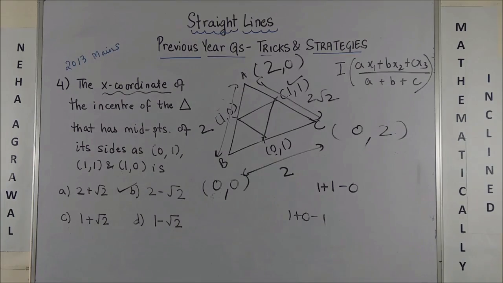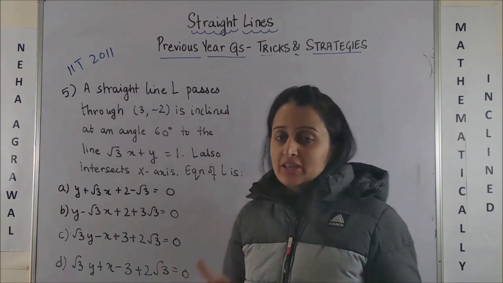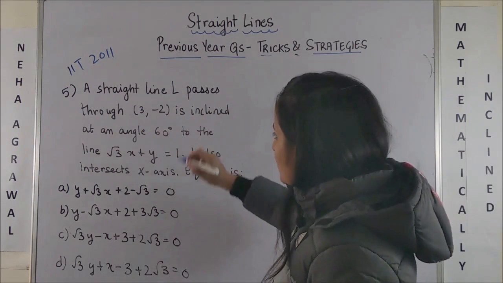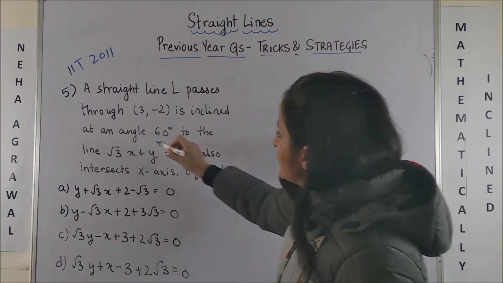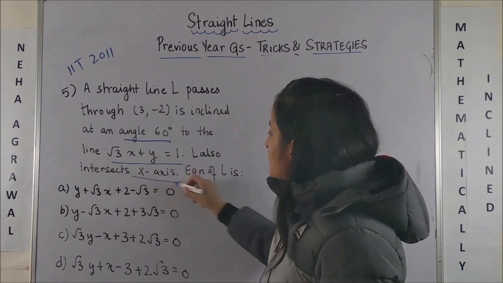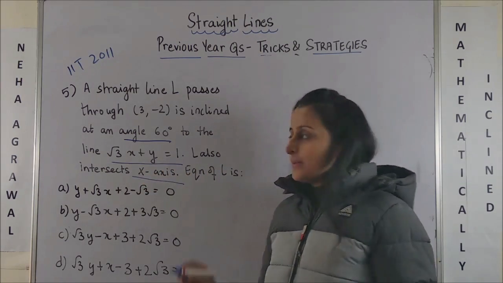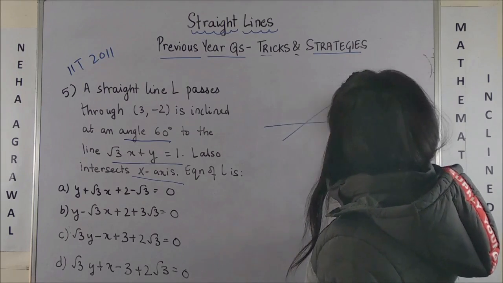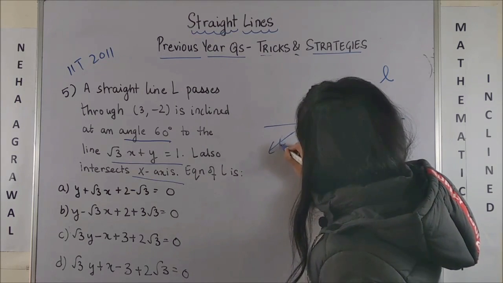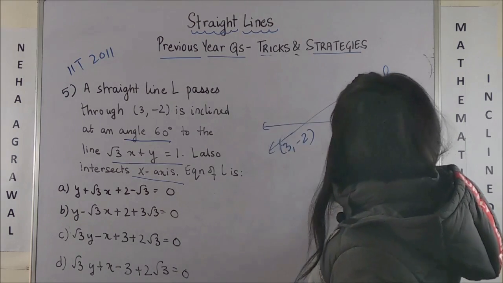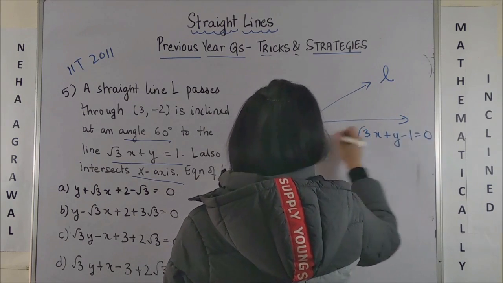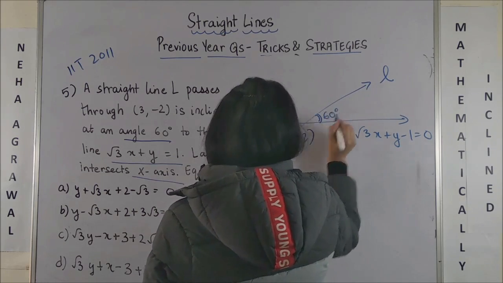Have a look at this question which came in 2011. A straight line L passes through a point 3, minus 2 and is inclined at an angle of 60 degrees to the given line. L also intersects the x-axis. What is the equation of L? So that means roughly we have this situation. Let's say this is the line L which is passing through the point 3, minus 2. And this is the given line, root 3x plus y minus 1 is 0, and this is the angle 60 degrees they make.